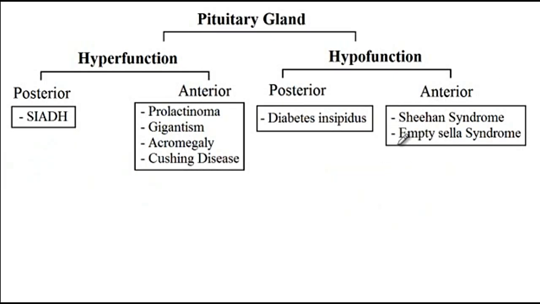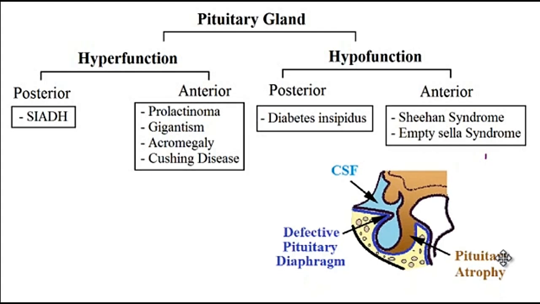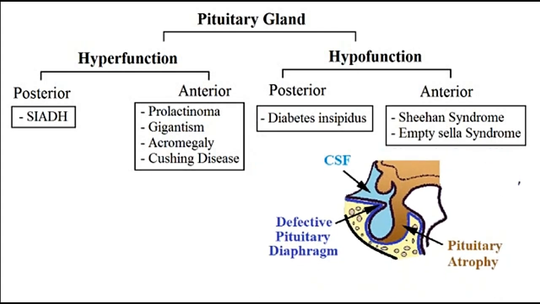And then the final condition is the empty sella syndrome, where due to a defect in the diaphragm of the sella, CSF will flow in and will cause enlargement of the sella, as a consequence of which there would be atrophy of the pituitary gland. And so here is an image that shows you that there is a defect in the sella diaphragm, as a consequence of which cerebrospinal fluid can now flow into the sella and cause atrophy of the pituitary gland.